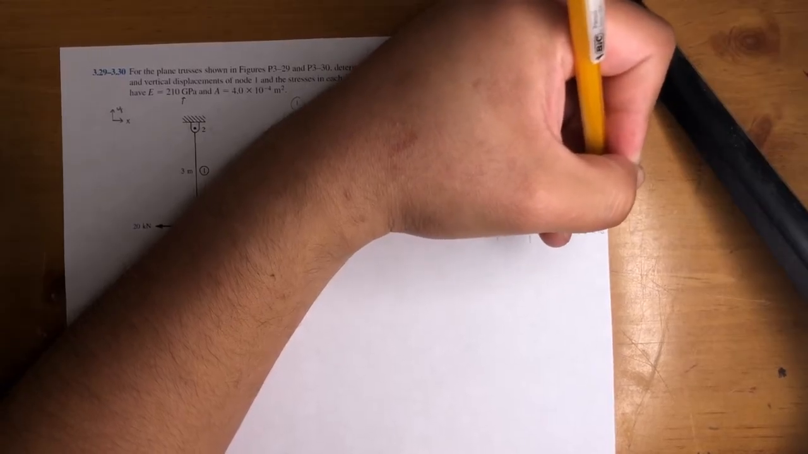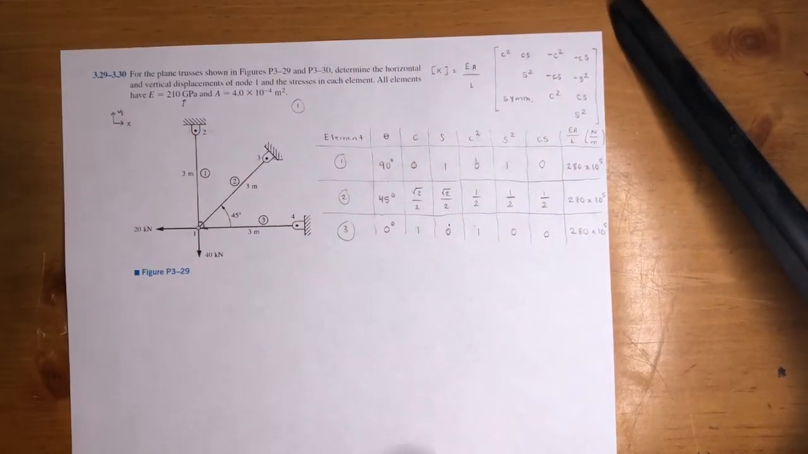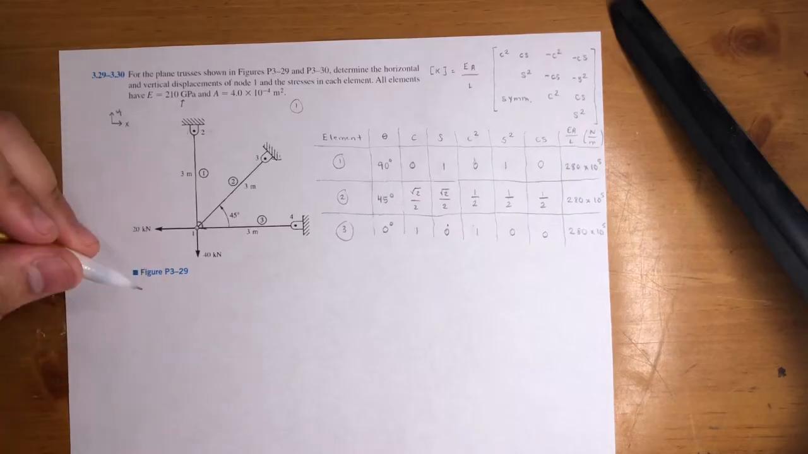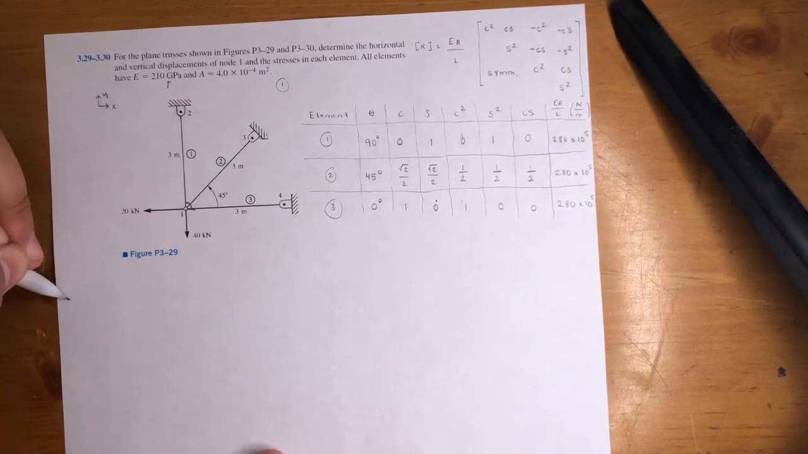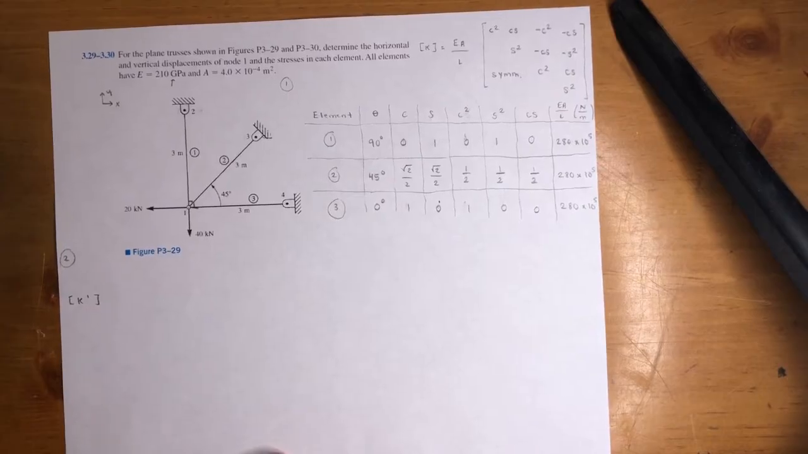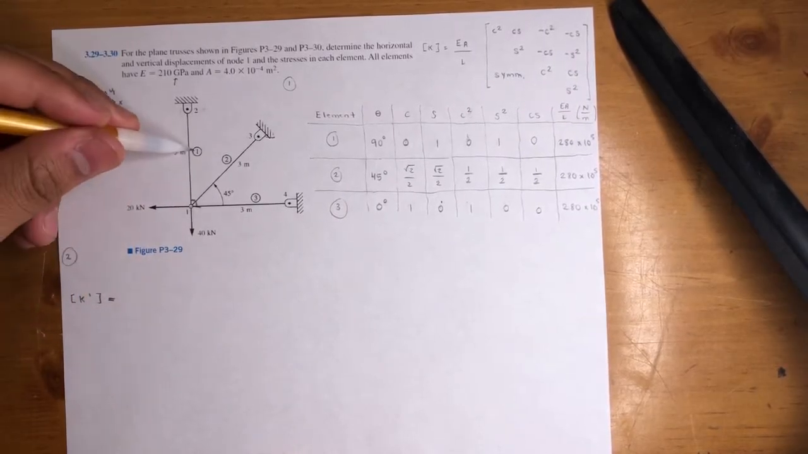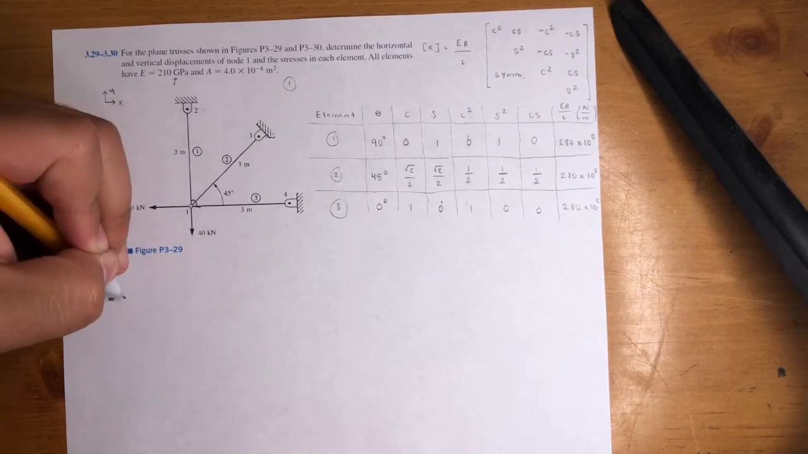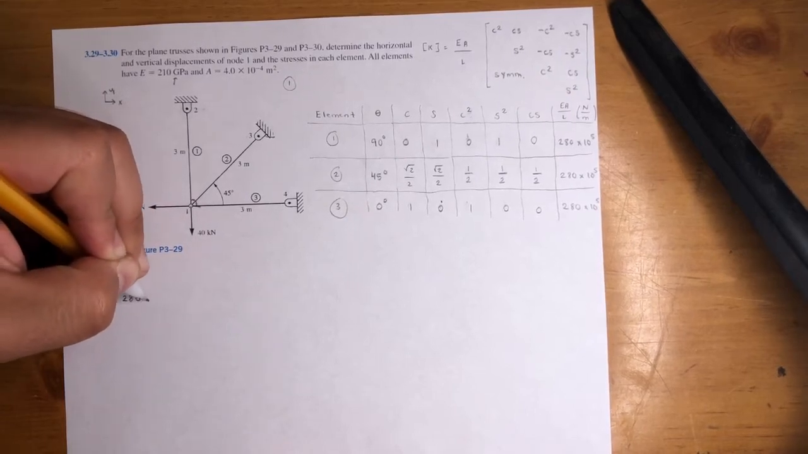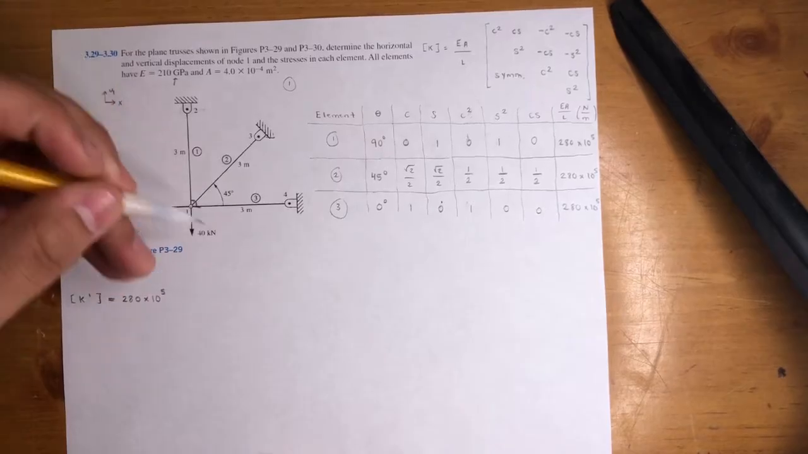And it's good when they share the same EA over L, because that means you could add the matrices together without having to alter them in any way. So this is step 2, right? Doing what I call the little matrices. It's going to be K1, first element, is equal to EA over L, 280 times 10 to the 5th.